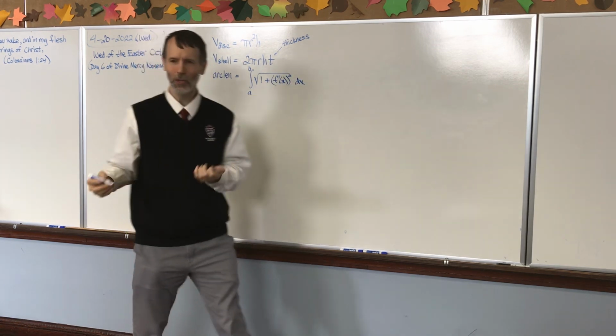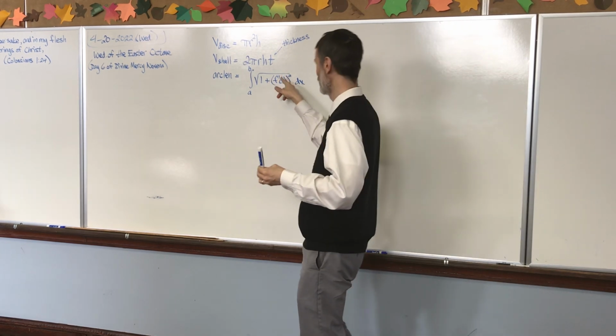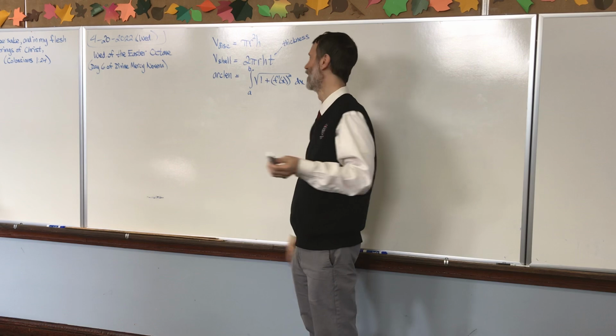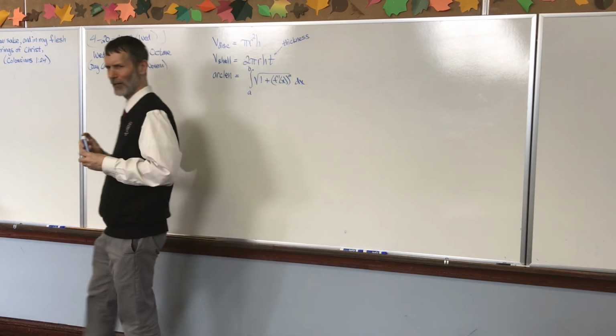By the way, you could also replace all of those with y's. You could have 1 plus f of y derivative squared dy, if it happens to be a sideways parabola or whatever function. Everybody okay with that so far?